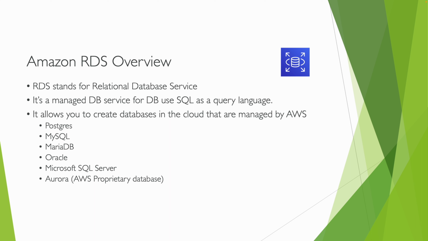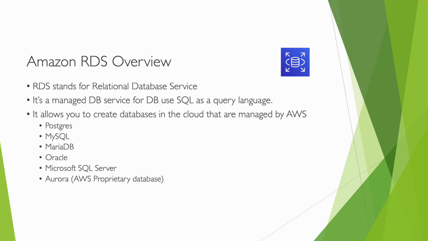In RDS, you can create databases in the cloud that are managed by AWS, like Postgres, MySQL, MariaDB, Oracle, Microsoft SQL Server, and Aurora. All these databases you can create in RDS. Aurora is one of the databases which is owned by AWS. It has a few other better features and better performance than other relational databases, because Aurora is a database optimized for the AWS cloud.